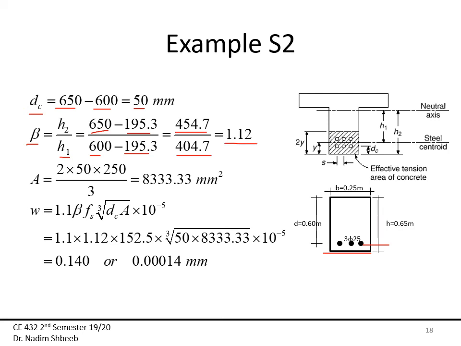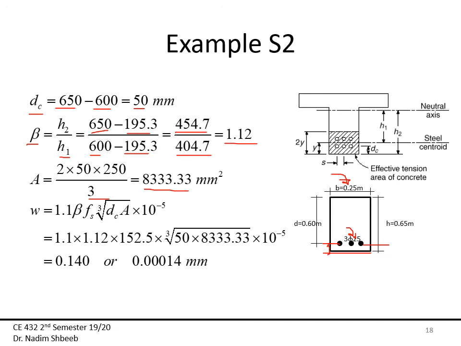Now A, again, is the area surrounding the reinforcement. Here I have only one layer, so this would be my y, which we found to be 50, times 2 to get the total area, times the b web, or b, which is this one right here, divided by the number of reinforcing bars, which is 3. So this is the total area that I'm getting in square millimeters.